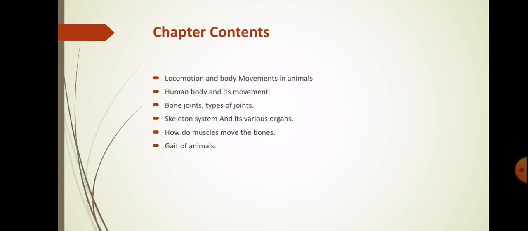Basically in this chapter we are going to study locomotion and body movements in animals, then the human body and its movements, then bone joints and different types of joints, then the skeleton system and the various organs which consist of the skeleton system, then how muscles move the bones, then gaits of animals, the different animals we are going to discuss in this topic.